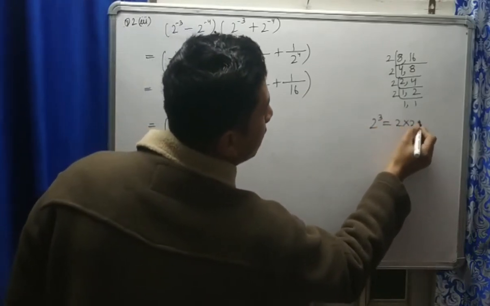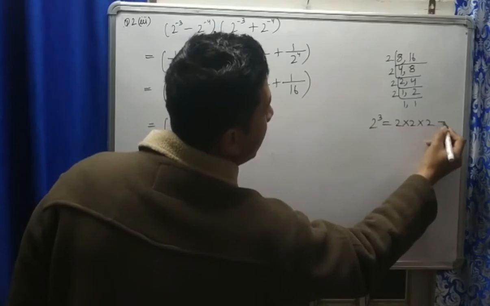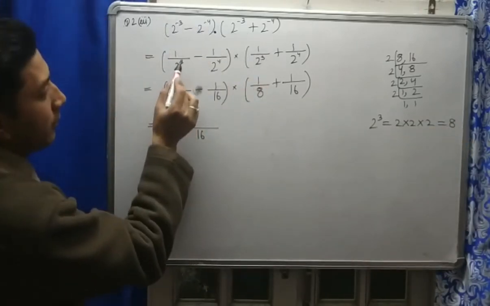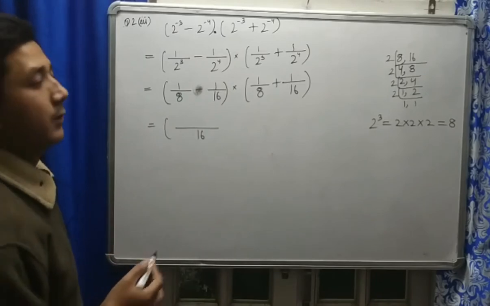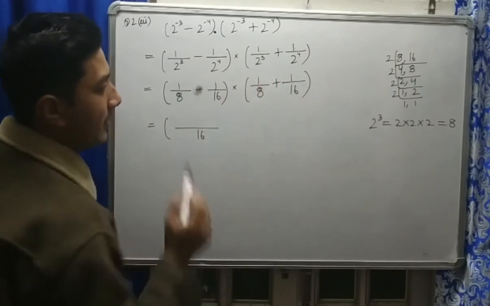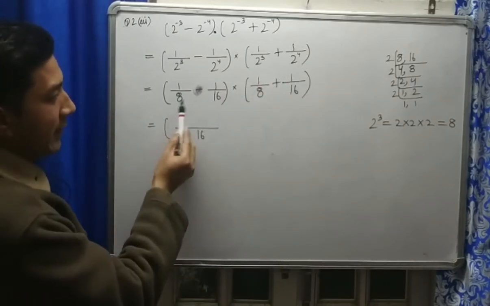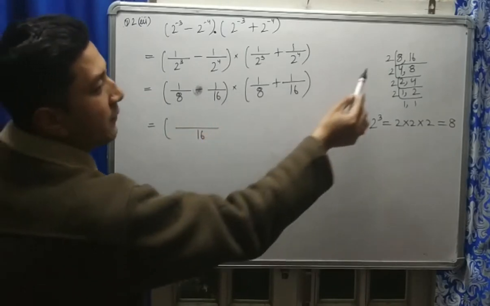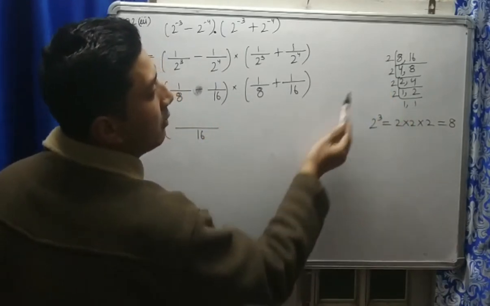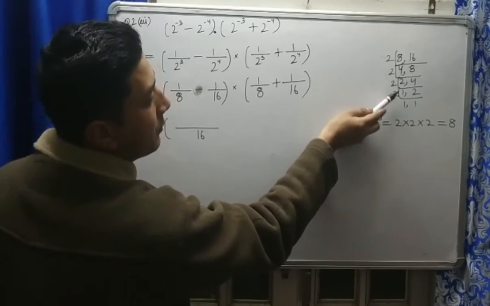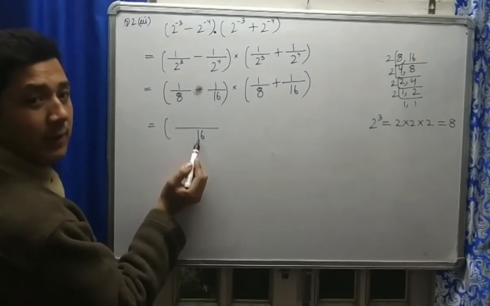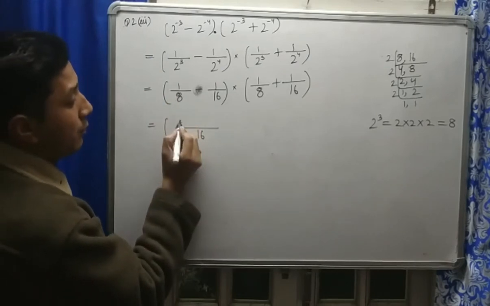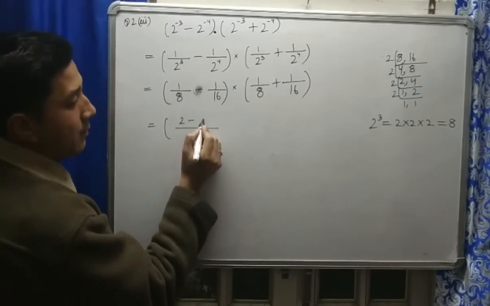Now 2 to the power 3, if we calculate, this is 2 into 2 into 2. 2 twos are 4, 4 twos are 8. So 2 to the power 3 is 8 and 2 to the power 4 is 16. Same as 8 and 16. Now what to do? We'll take the LCM of 8 and 16. Please find the LCM of 8 and 16. 2 twos are 4, 4 twos are 8, 8 twos are 16. So 16 is the LCM. 8 how many times? 8 twos are 16, so 2 ones are 2. 16 ones are 16, so 1.